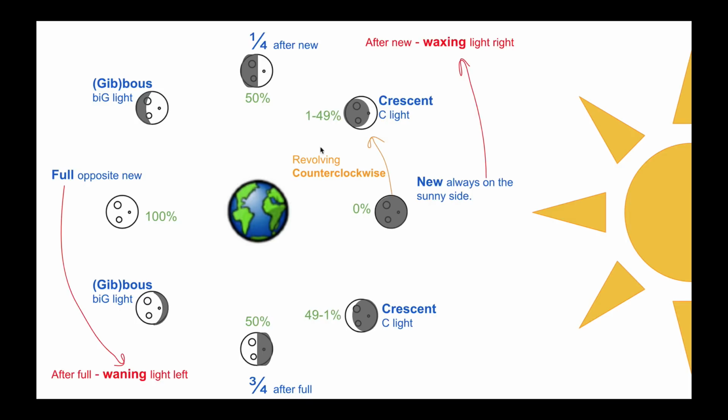For crescent moons, you have between 1 and 49%. Same thing here, between 49 and 1%.